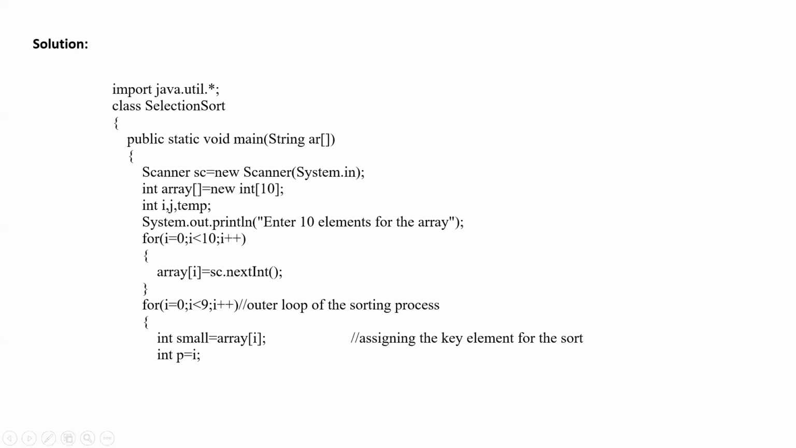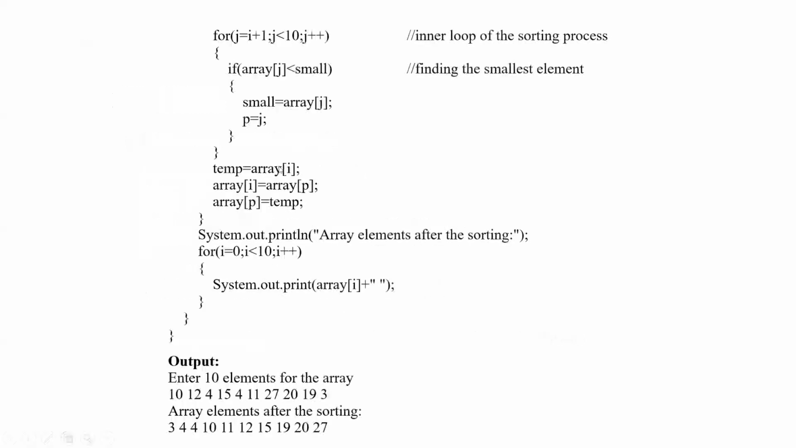In the inner loop, every element will be compared with small. If the new element is smaller than small, we'll immediately change the value of small and the index position p. Let us see the code. See here, the inner loop runs j = i + 1, j < 10, j++. If arr[j] is smaller than small, small = arr[j], p = j. So finding the smallest element, small will change that value and the index position will also be updated.